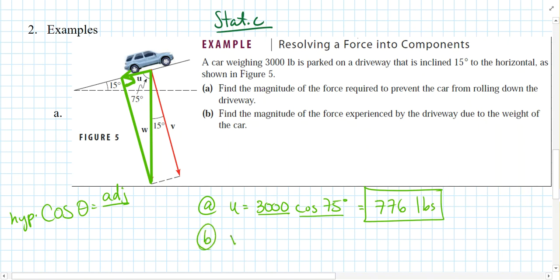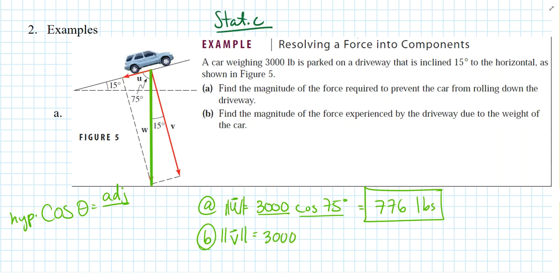For part B, the vector, I should say magnitude. We should put the magnitude bars around here. The magnitude of vector v is done the same way. We have a 3,000 pound force that acts as the hypotenuse. And we've got the vector v that we're going after, which is acting as the adjacent side length of our triangle. And this is a right triangle with an angle measure of 15 degrees. So we want 3,000 times cosine of 15 degrees. And that result comes out to be a number close to 2,898.